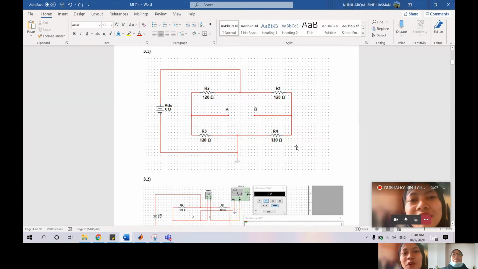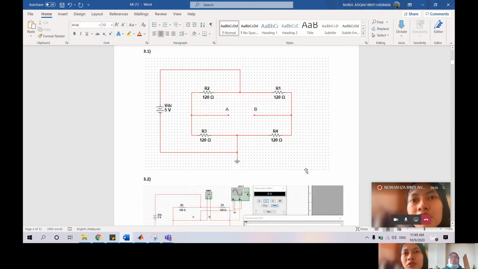Okay, for 3.1, this is an ideal strain gauge transducer with a Wheatstone bridge circuit. The component used to run the simulation is Multisim version 11. We are using a resistor with the 120 ohm value. To build the circuit, we are using Multisim 11.0. And the components used are a 5 volt DC voltage source and 120 ohm resistors.